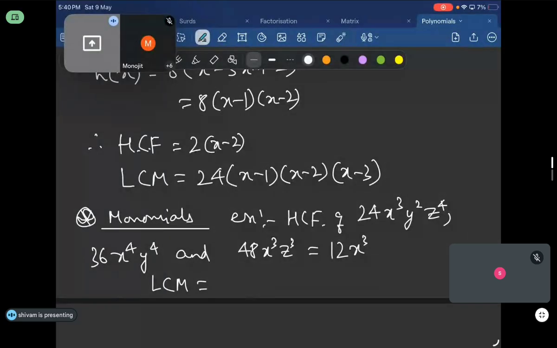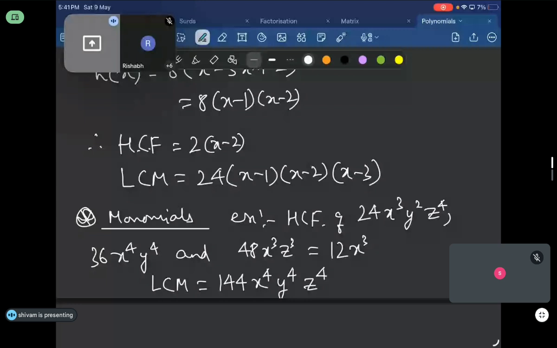Those who are online, tell me, what is the LCM? 144, correct. 144 into what should be the power of x? Now over here we need to take the highest of the powers. Tell me, x to the power 4, y to the power 4, and z to the power 4. Anyone having any doubt, you can ask me. It's very simple. Just take the highest of the powers in LCM, lowest of the powers in HCF.